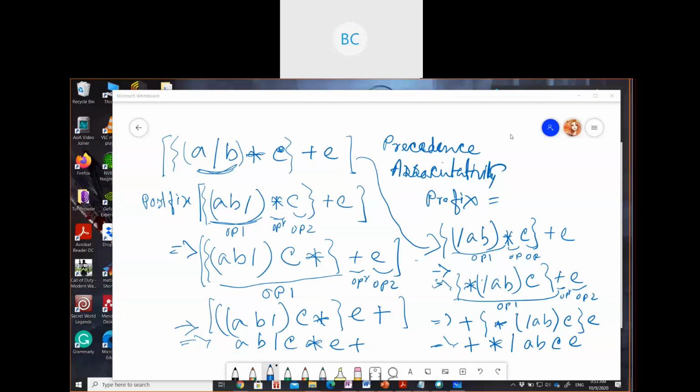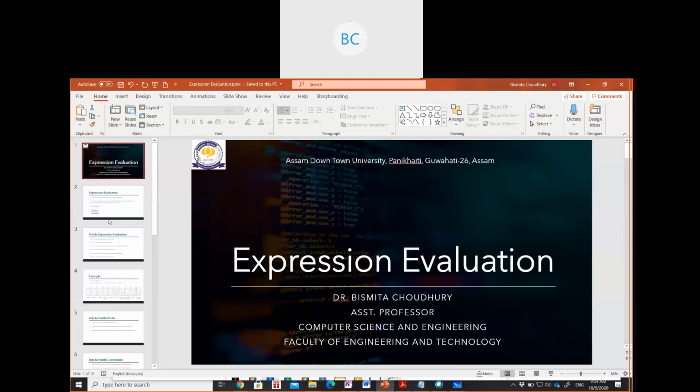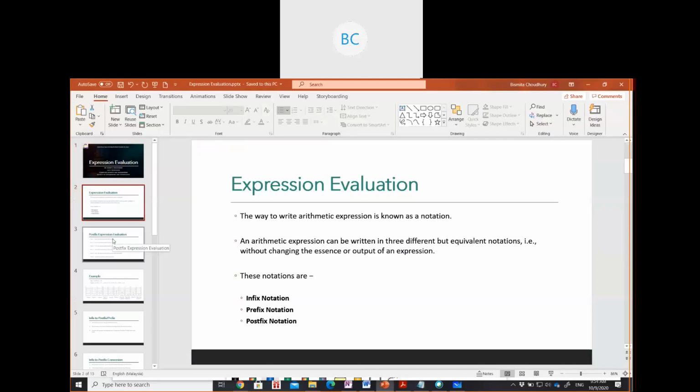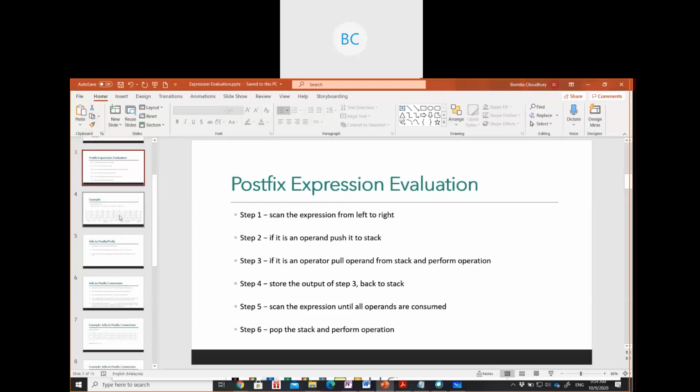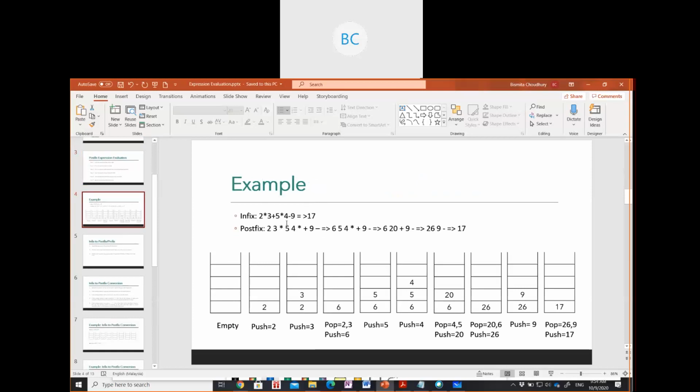Okay, then I move to the next topic, that is how you can convert infix into postfix. This one is already clear to you guys. For expression evaluation, there are three notations. Postfix expression evaluation is already done. I gave the example also. This was your infix, and using the pop function, you can do it.